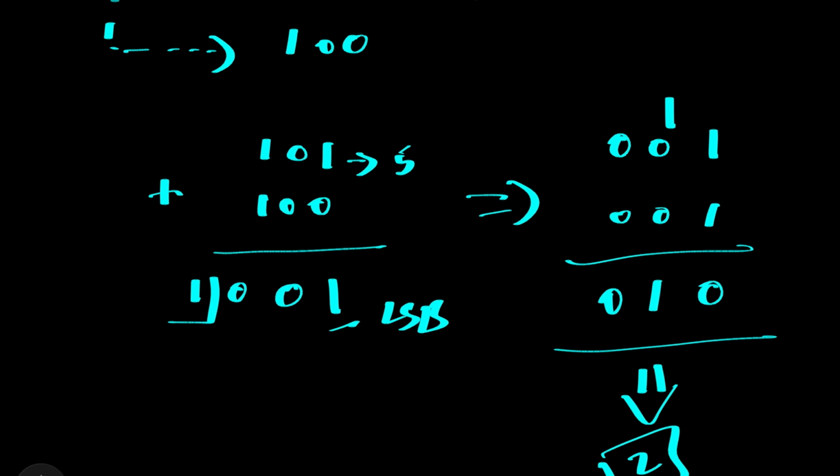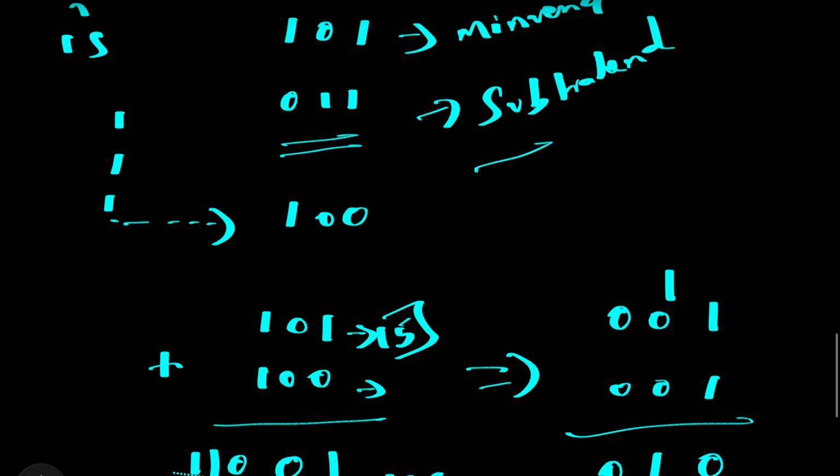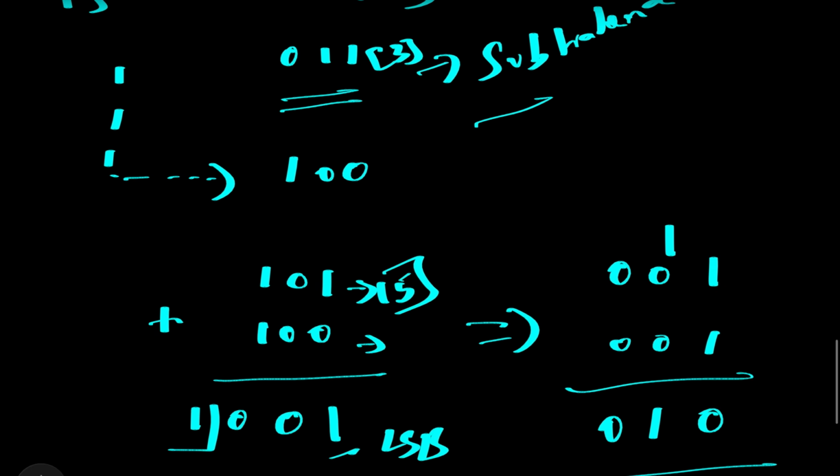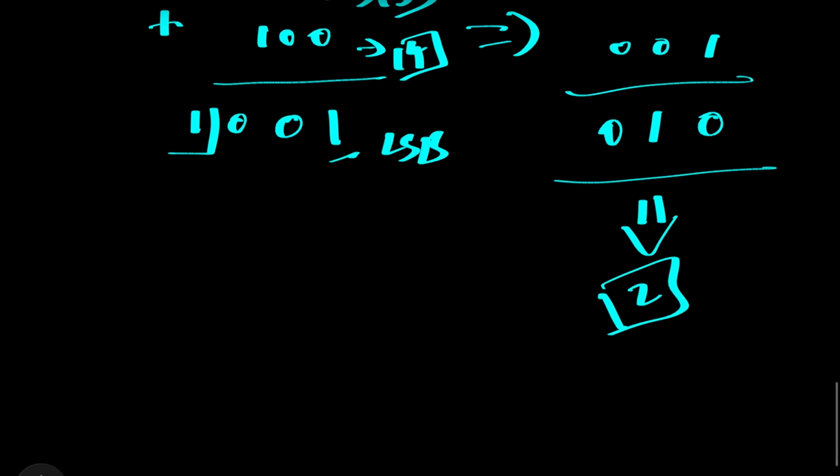So this is a 5 decimal number. This is the right ones complement of, actually this is right, this is 3, correct. So this is 3. So the ones complement of 3 we got over here is a 4, right. So now after performing the end around carry to be added, we got the final result. So the result is 2, right.